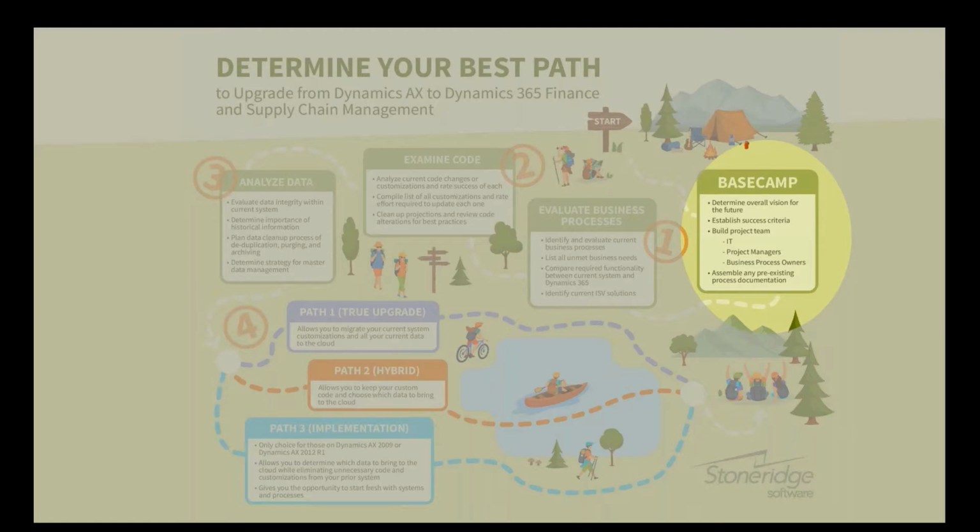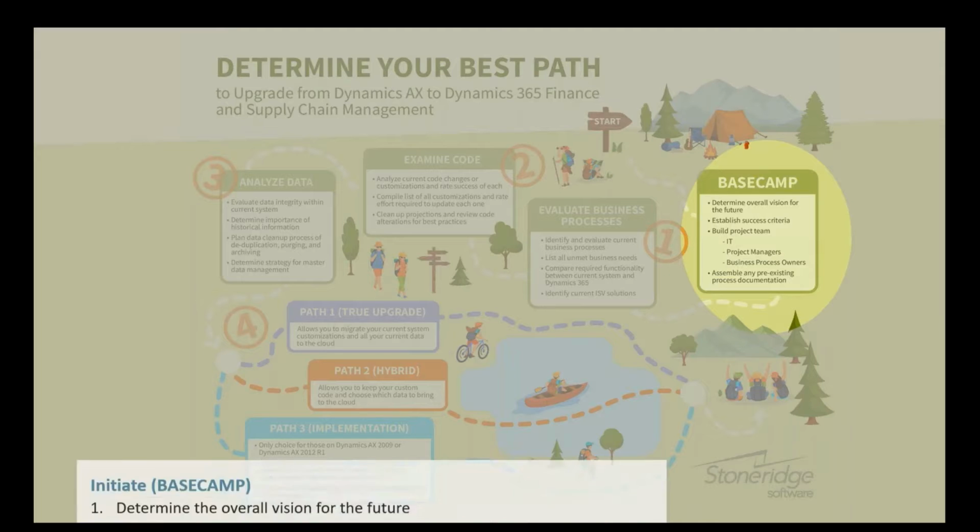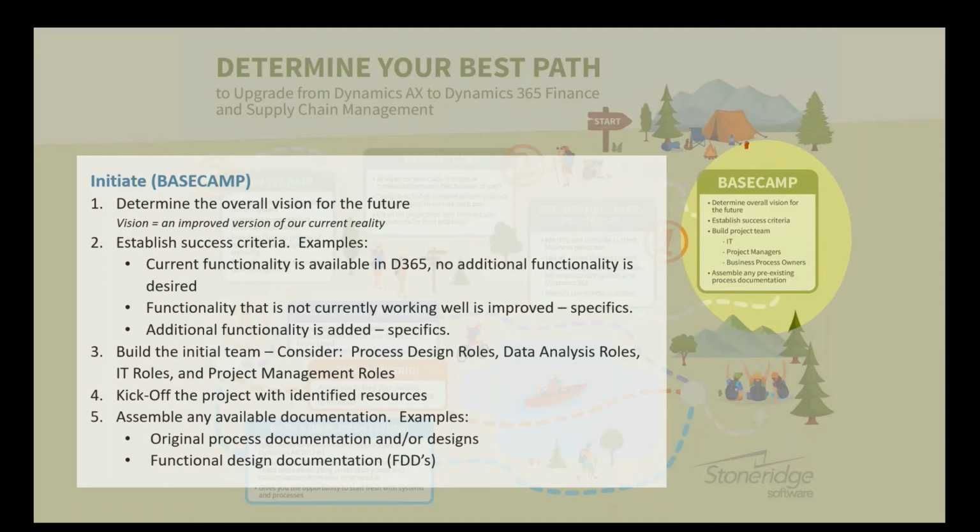Our base camp initiate type concept, where basically what we're trying to do is address a couple of different factors. The first really is determining that overall vision for the future. When you start looking at what you want to do to move to the next version of Dynamics, whether or not you're on AX 2009, 2012, RTM, R2, or R3, or even prior versions as well, really what you're looking for is what is the reason or vision for that future change that you want to have.